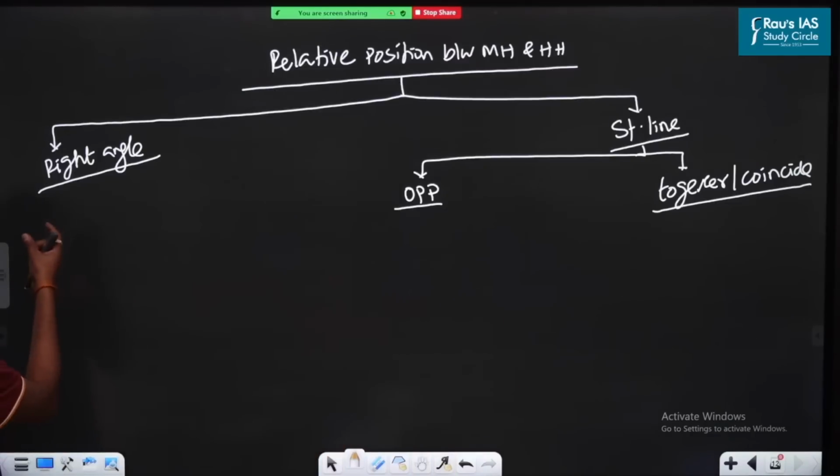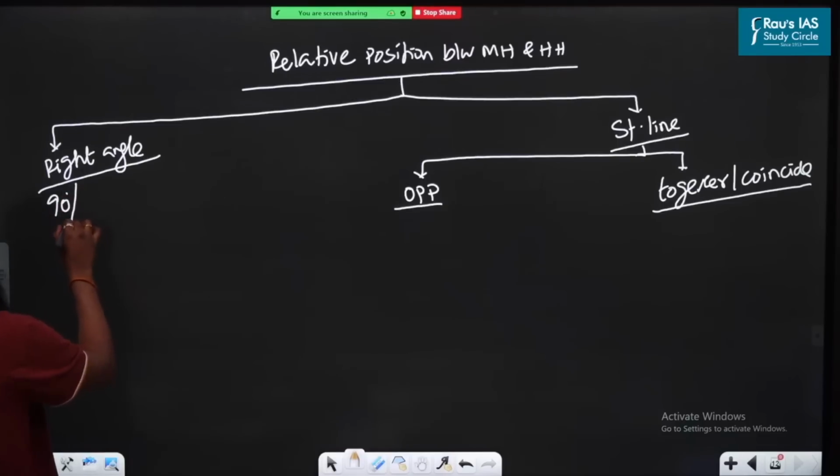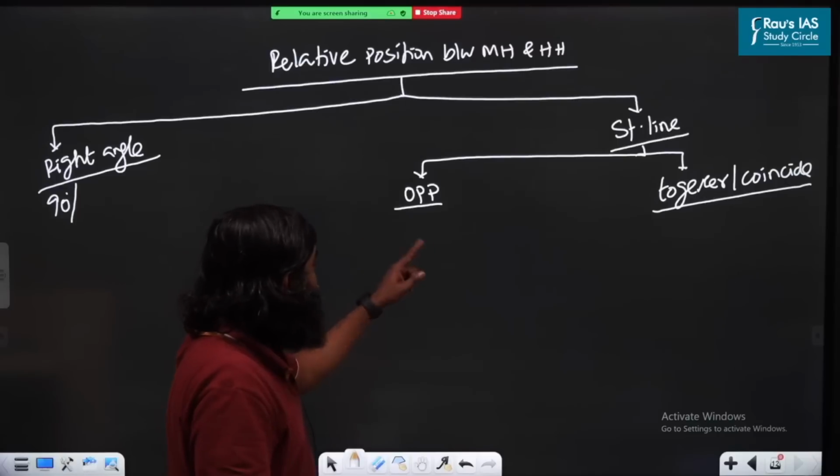So now, what is called a right angle? When can you say it is a right angle, how much degree gap can you say is a right angle? So wherever there is a 90 degree gap between minute hand and hour hand, it is said to be a right angle. So now, how much degree gap can you say is opposite?